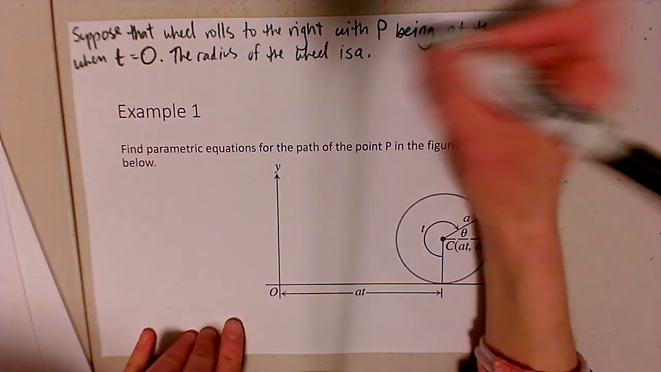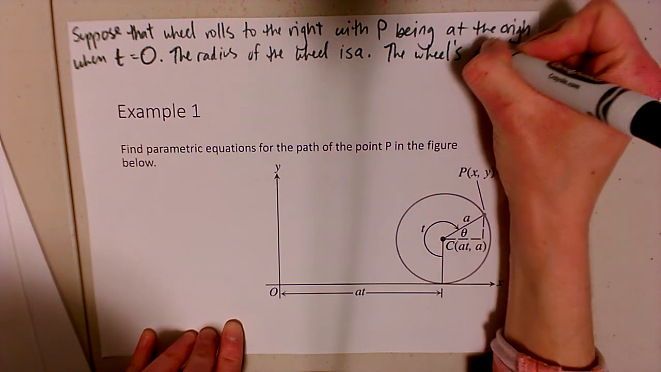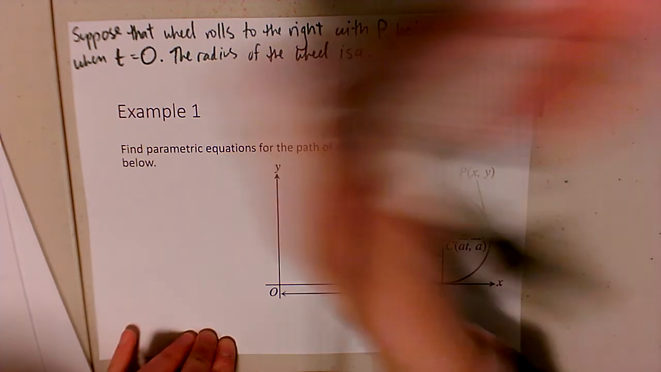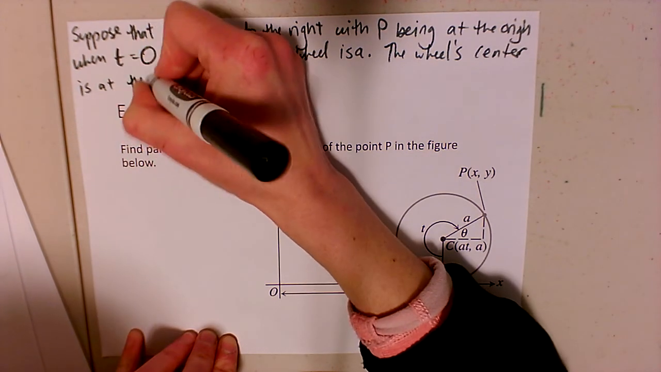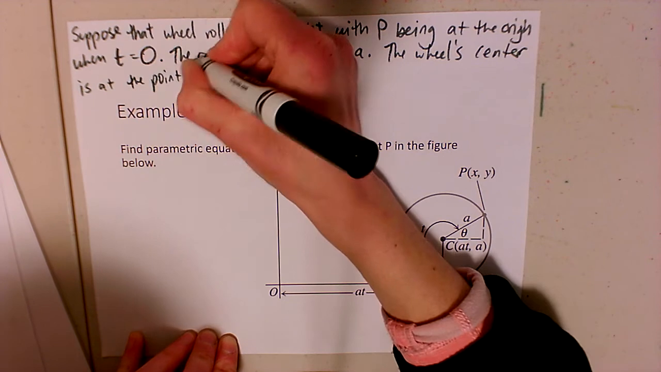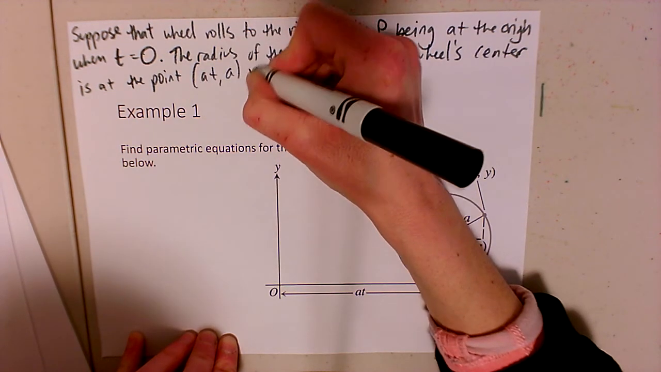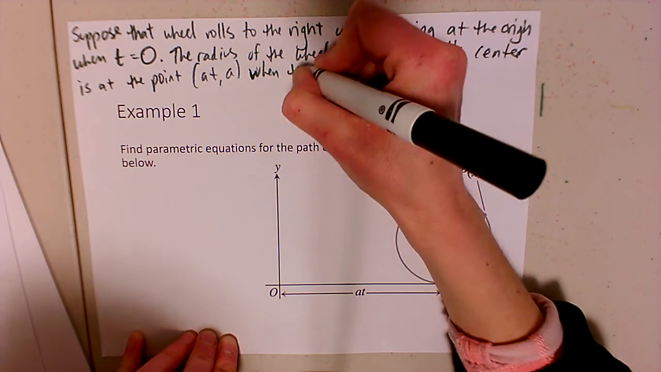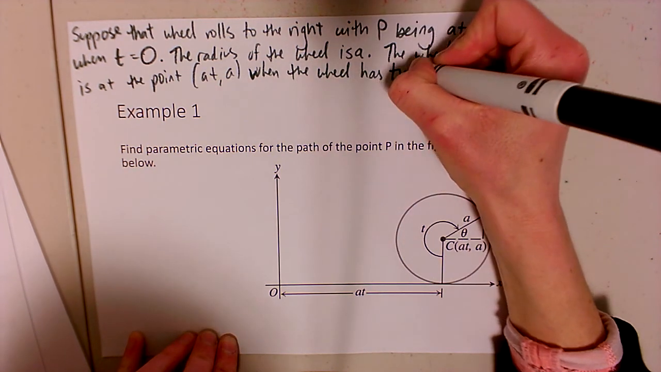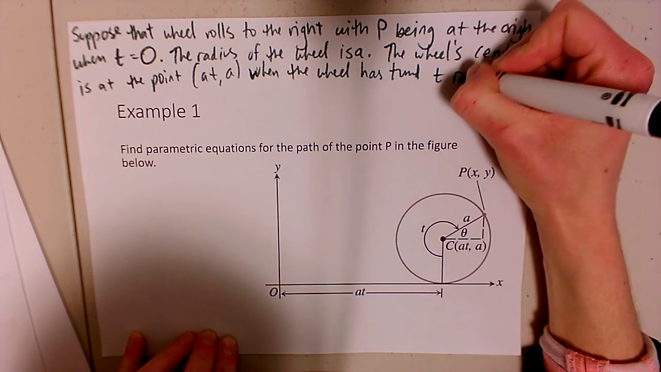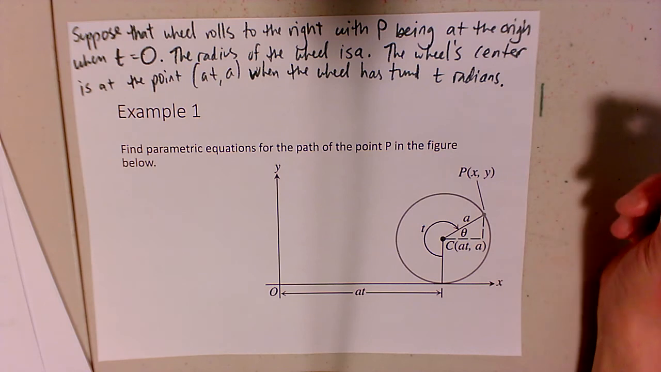Okay? So we can say the wheel's center is at the point AT comma A when the wheel has turned t radians. Okay?